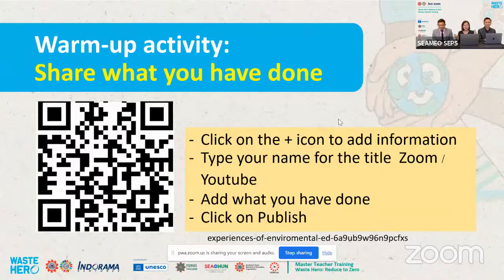You can use your cell phone to scan, then click on the plus icon to add information. Don't forget to type your name for the title, and type whether you joined via Zoom or YouTube. Then add information about what you have done, things that you want to share, and click on publish. Your information is going to appear on the screen.